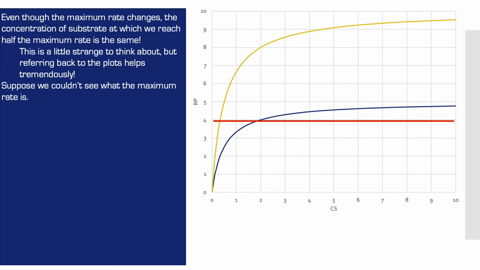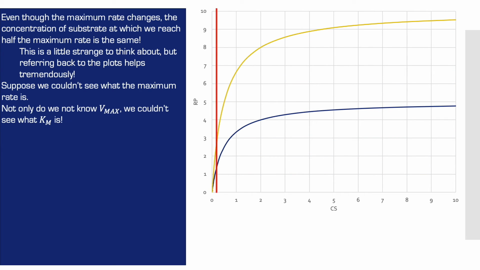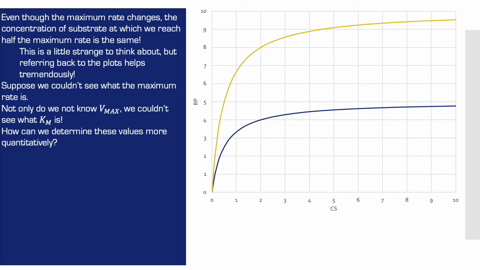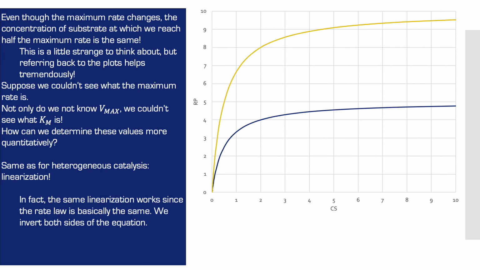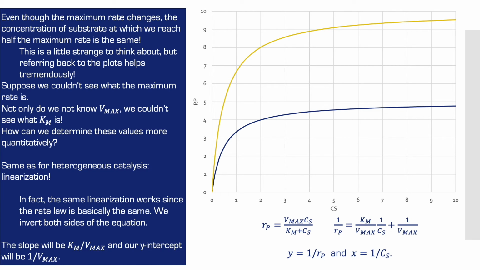Suppose we couldn't see what the maximum rate is. Not only do we not know Vmax, we couldn't see what Km is. How can we determine these values more quantitatively? Same as for heterogeneous catalysis, linearization. In fact, the same linearization works since the rate law is basically the same. We invert both sides of the equation. The slope will be Km over Vmax, and our y-intercept will be 1 over Vmax.